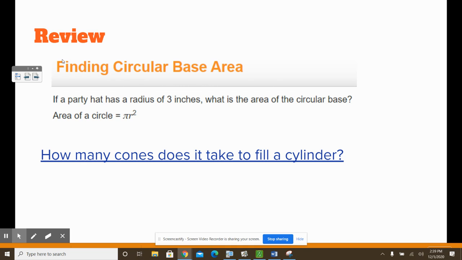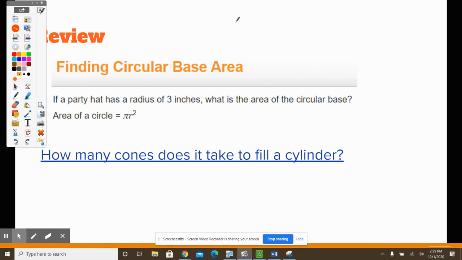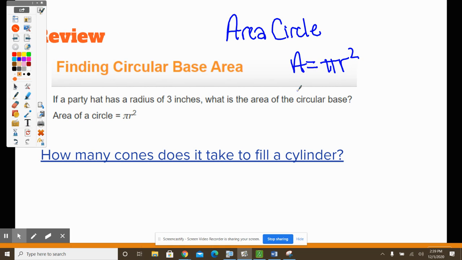So how do you find the area of a circle? Because all cones have a base that is a circle. So don't forget what the area of a circle formula is. Fuzzy Wuzzy was a bear. Area is pi r squared. So that formula we're going to use.